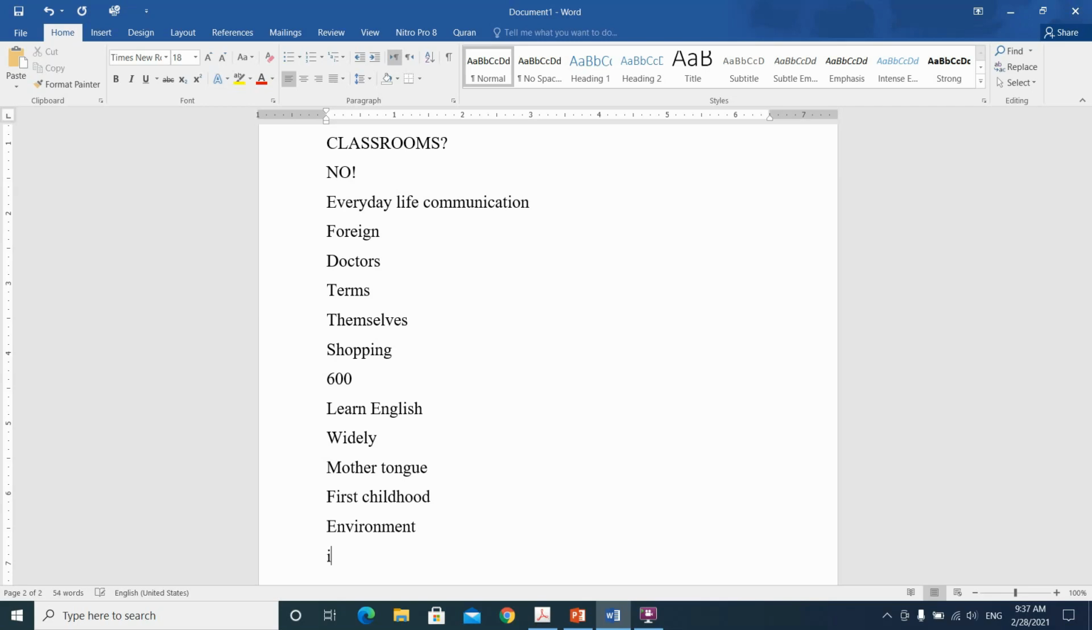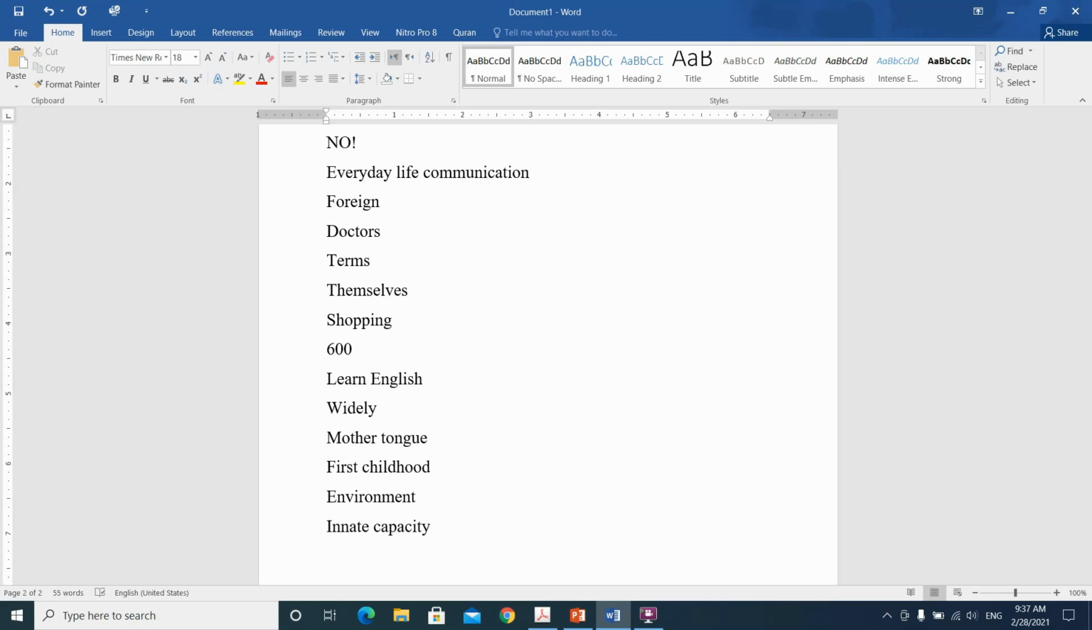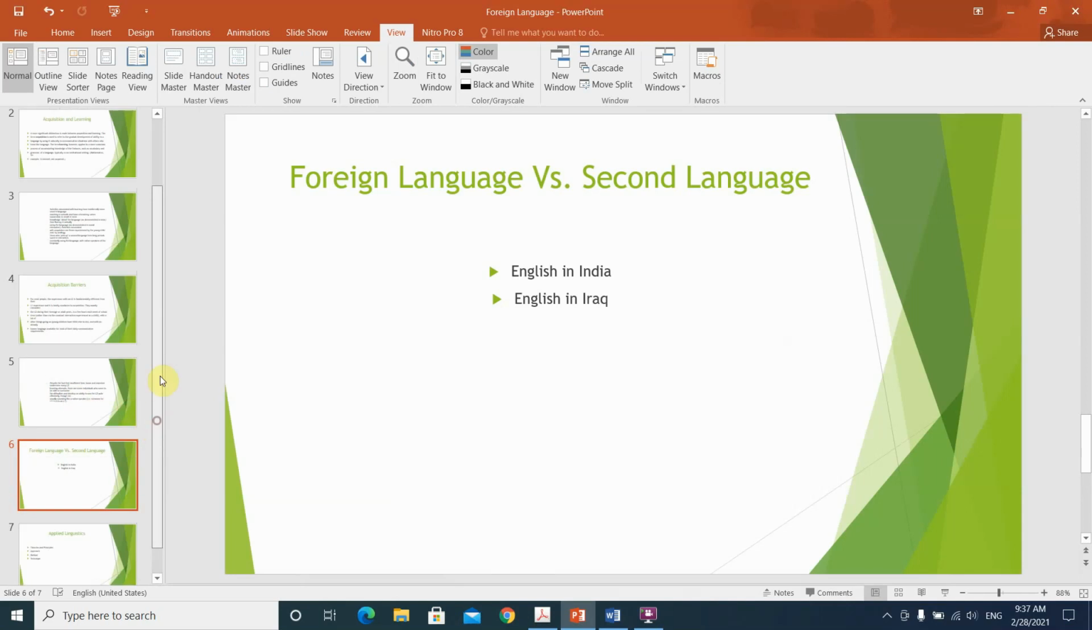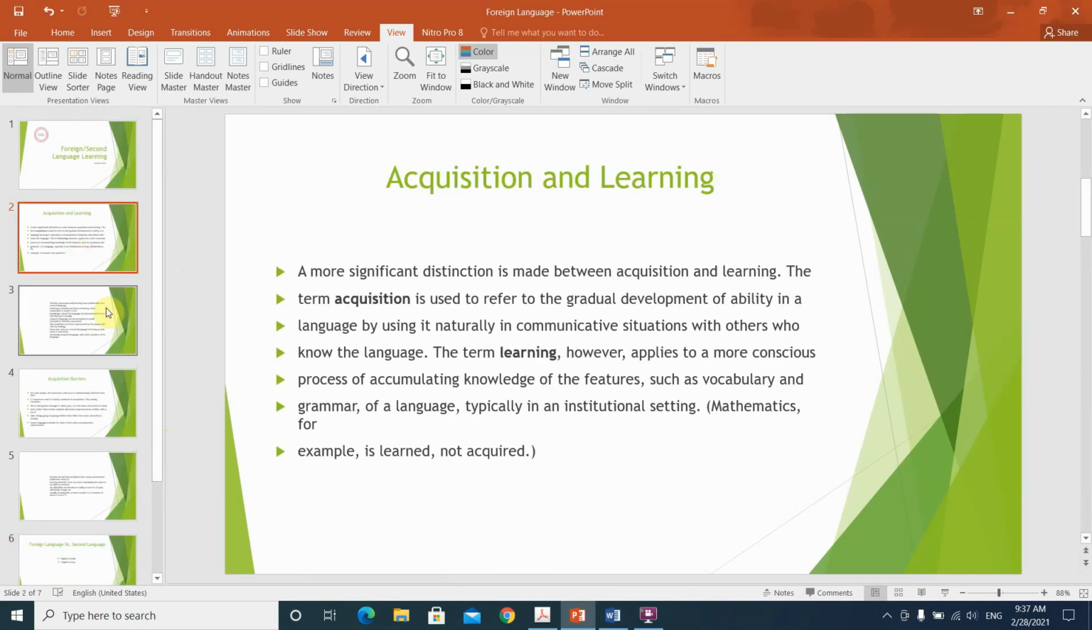In a process, we call it last time innate capacity. We have a sort of innate capacity. It is not imitation. حكينا عن هذا الموضوع وأيضا راح نكرره. It is not a matter of imitation. وراح نشوف هذا الكلام is applied now in this chapter. Okay, and we have second language as the case of India, and we have a foreign language as the case of English in Iraq, in Egypt, in Syria, in Saudi Arabia, in Kuwait. English here is used as a foreign language, not as a second language.